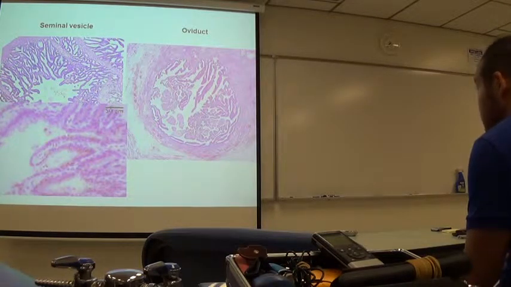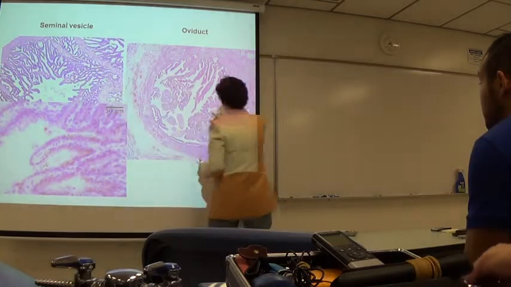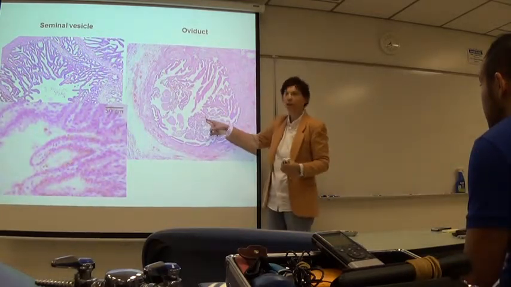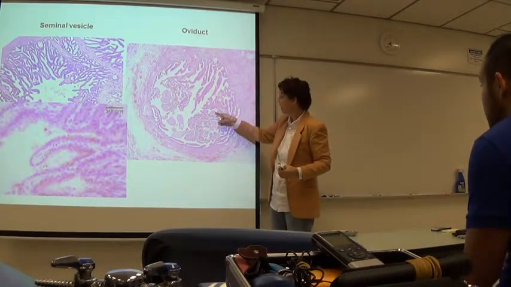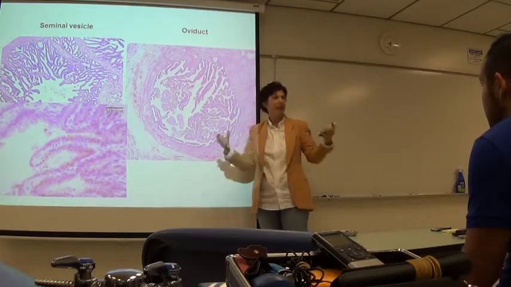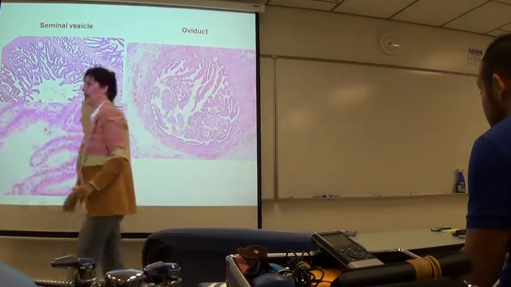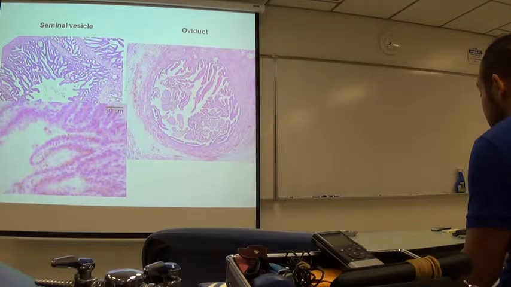So here's the oviduct. And you can see that even when it looks complicated in its folding, you can actually find a way to get through all of that maze and enter the free lumen.